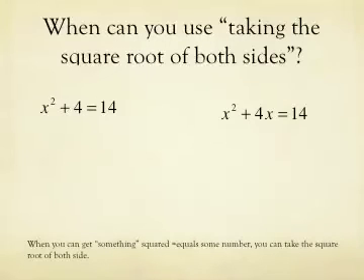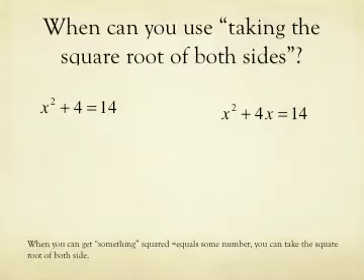It's a reasonable question to ask, well, if it's so easy, why can't I always just take the square root of both sides? Here are 2 equations, and one of them is a very good candidate for taking the square root of both sides, and the other one isn't. Let's work through these and notice what's different about them. We'll start with the one on the left-hand side.